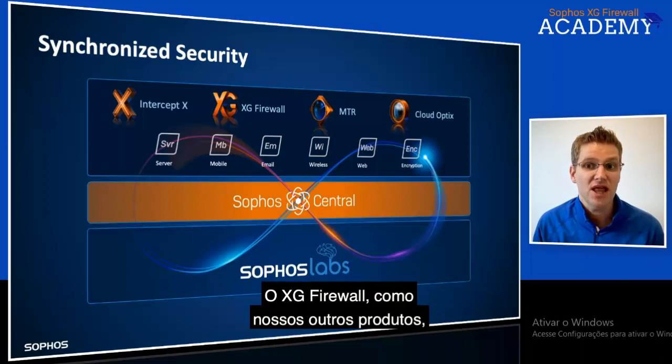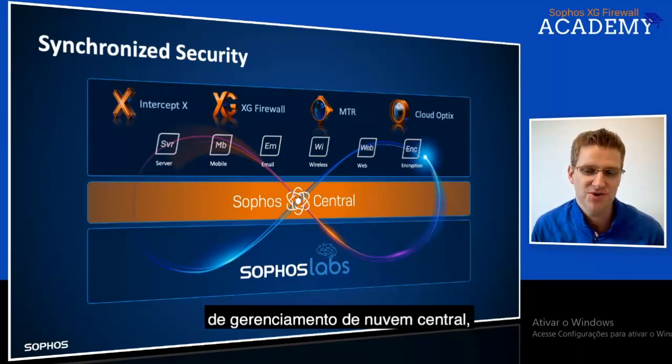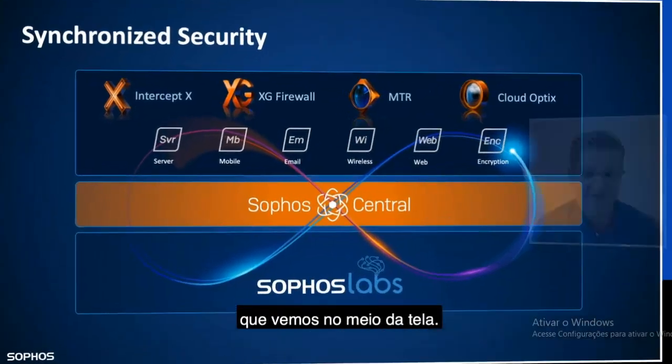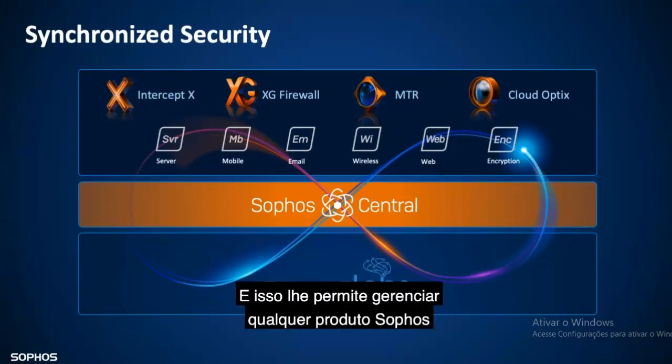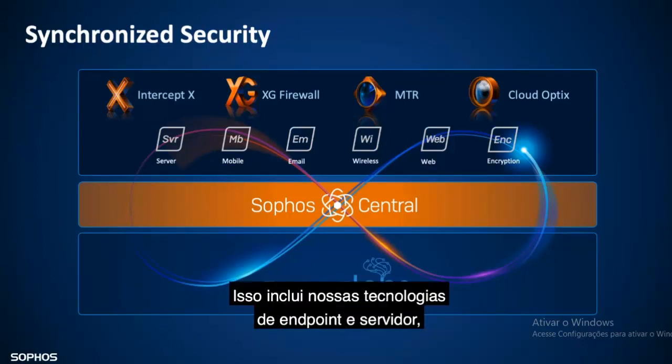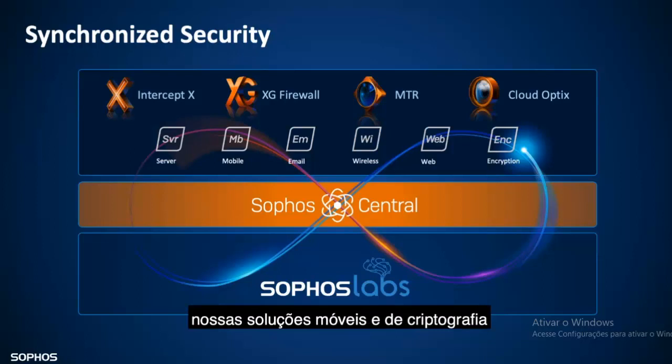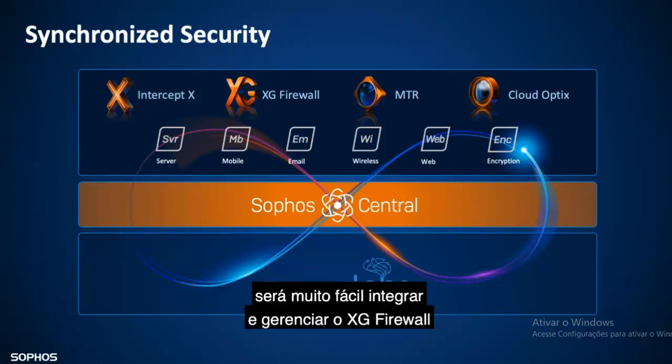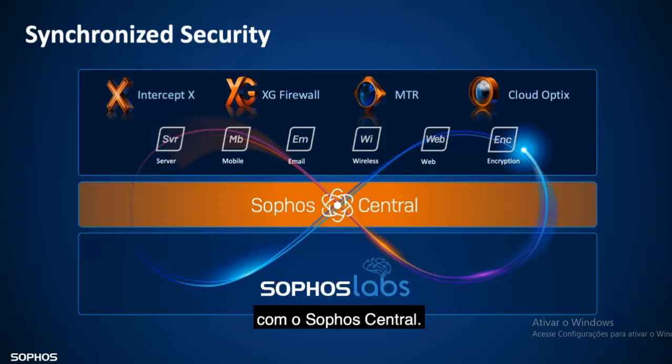The XG Firewall, like our other products, can be managed through our central cloud management console called Sophos Central, and you'll see that in the middle of the screen there. And that allows you to manage any Sophos product that you may have. And that includes our endpoint and server technologies, our encryption and mobile solutions, and of course the XG Firewall. So if you're already a Sophos customer that is managing those solutions already, very easy to integrate and manage the XG Firewall into that same console. But alternatively, if you're a new customer, it's something that you can manage straight away off the bat with Sophos Central.